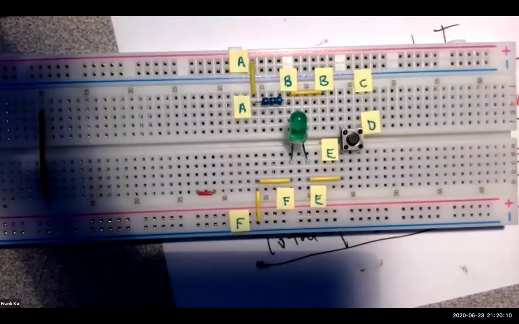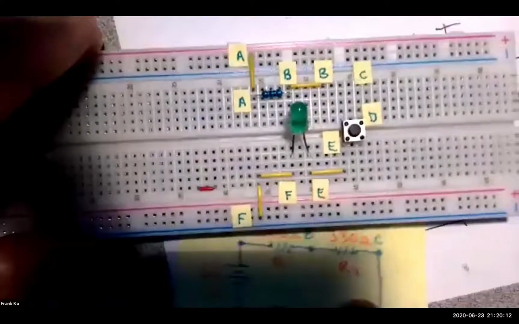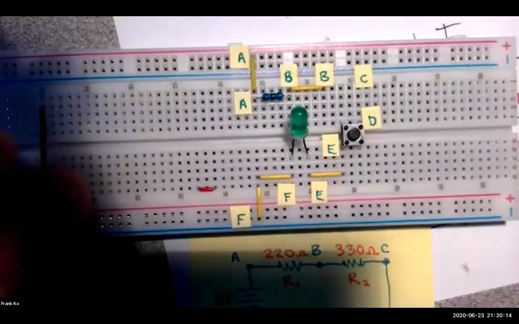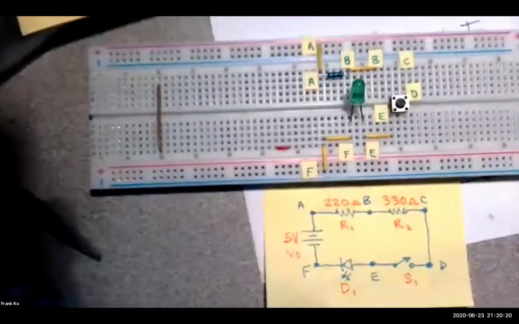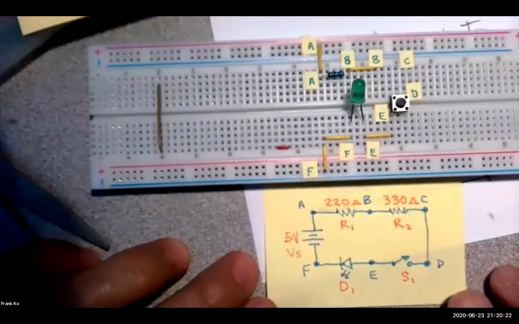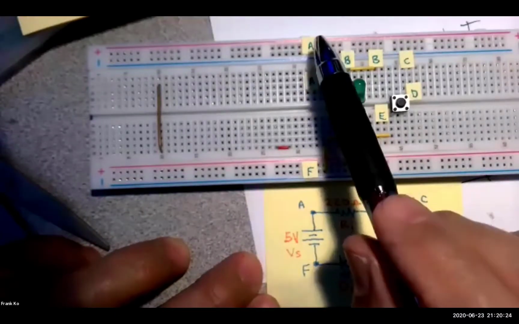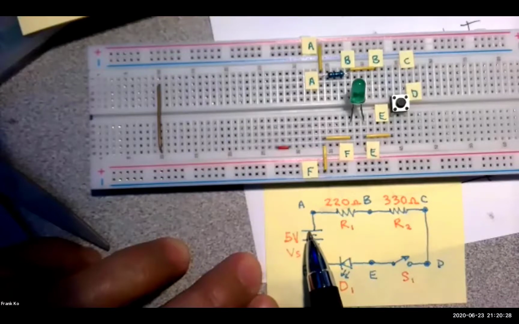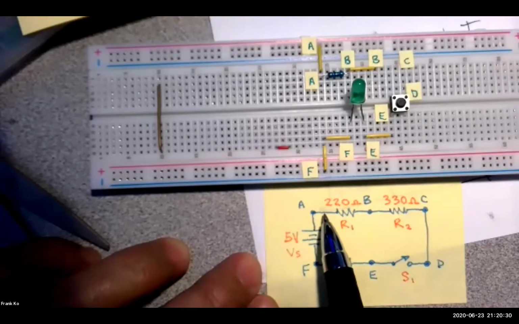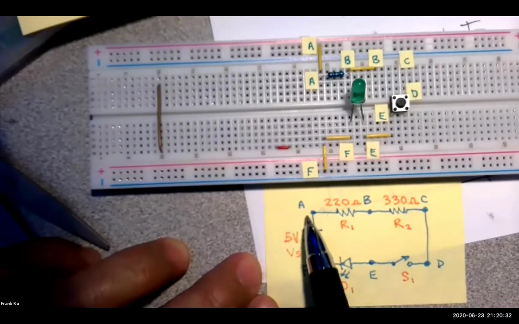And the schematic for this particular circuit is right here. Let me raise this a little, too close, sorry. There it is. My point A is from my power rail to the left side of my first resistor. Here's my power rail, the positive rail, to the left side of the first resistor. On my schematic, it is a singular point.